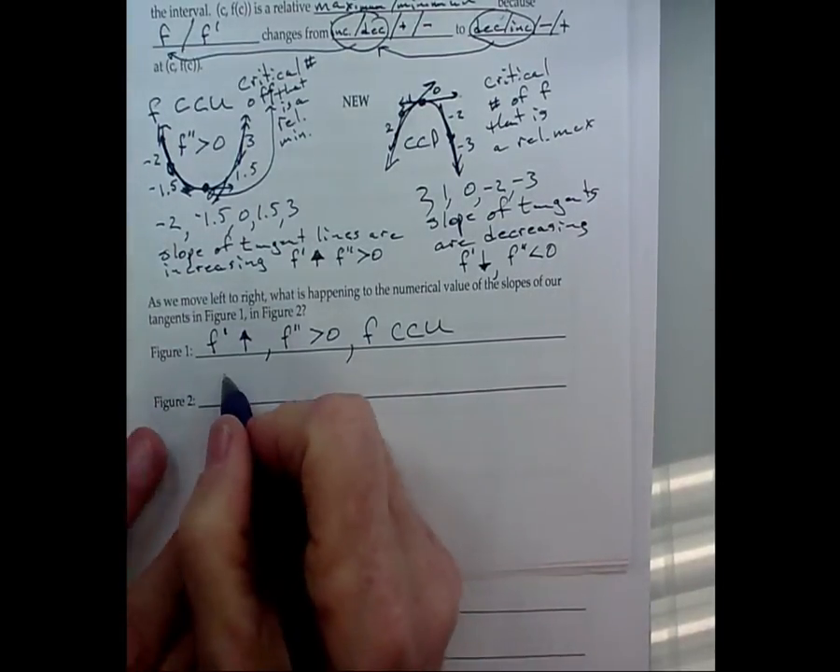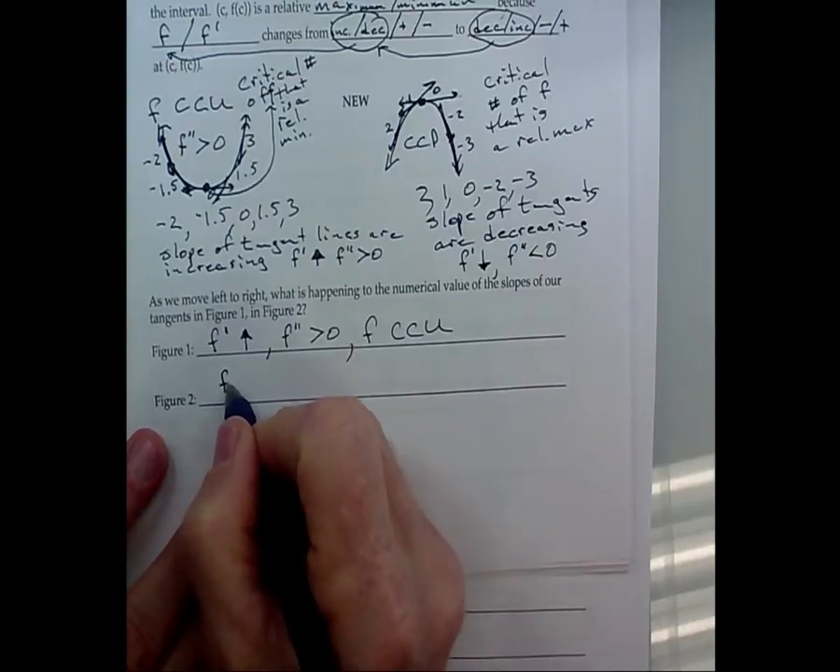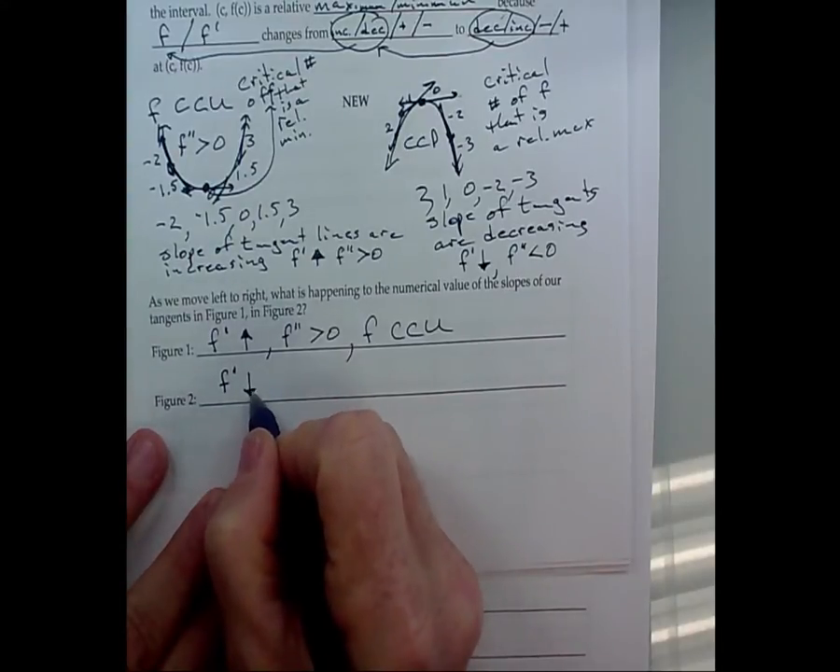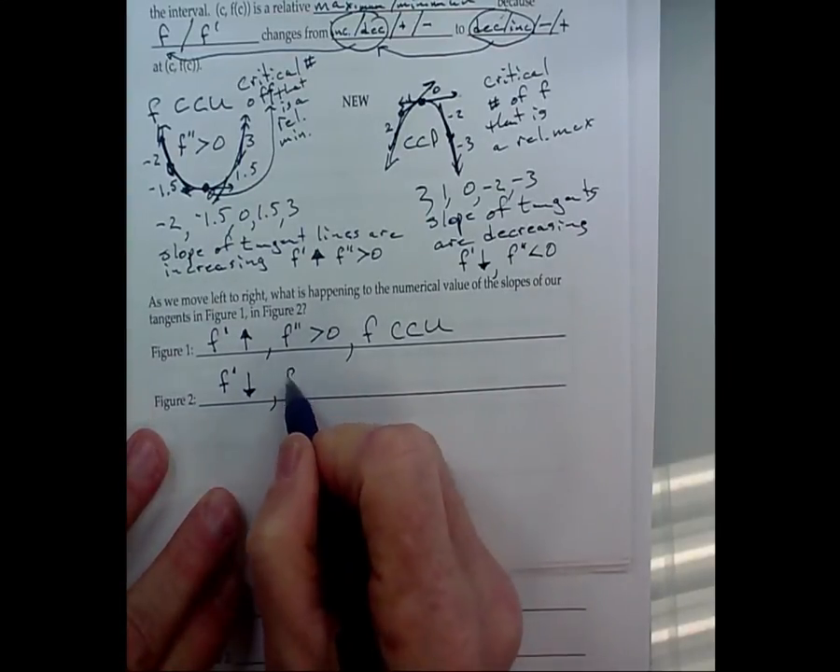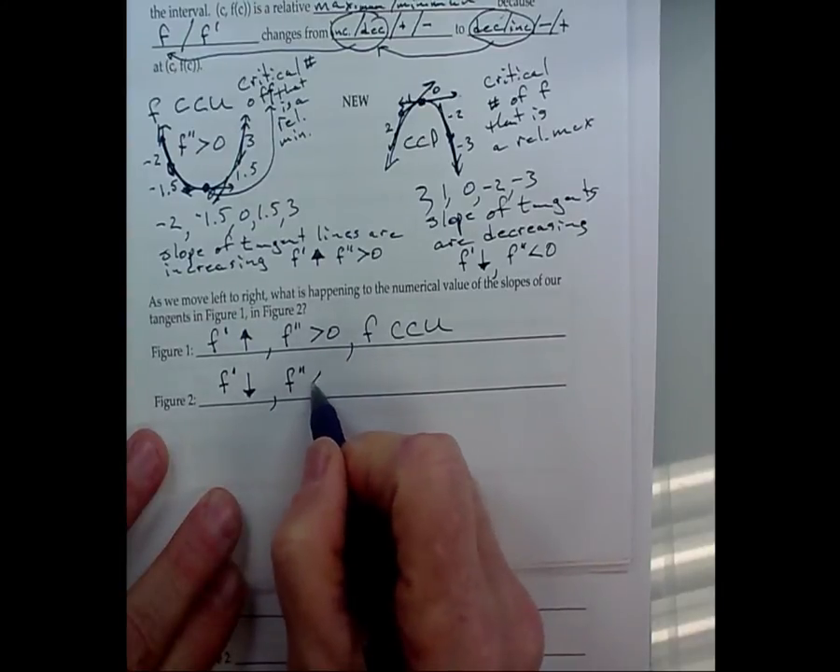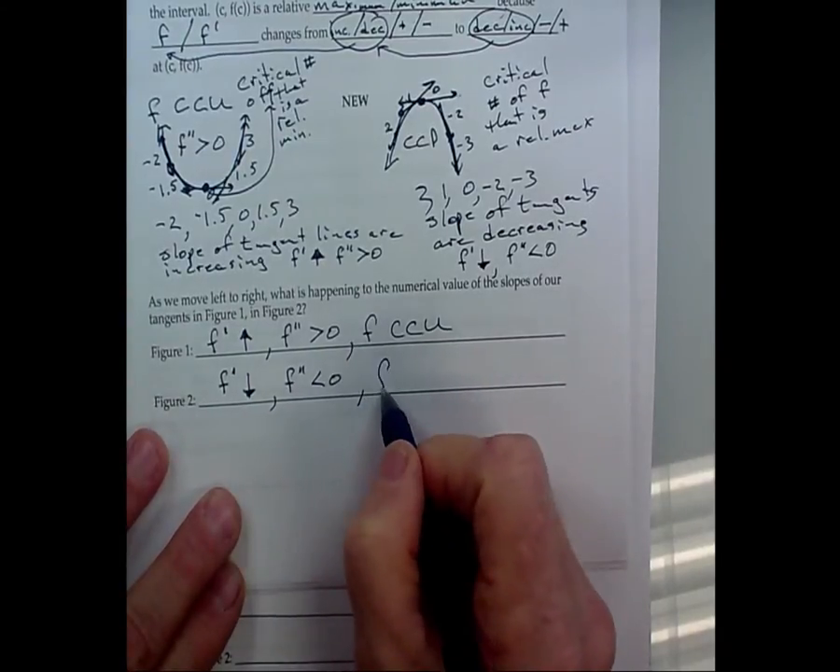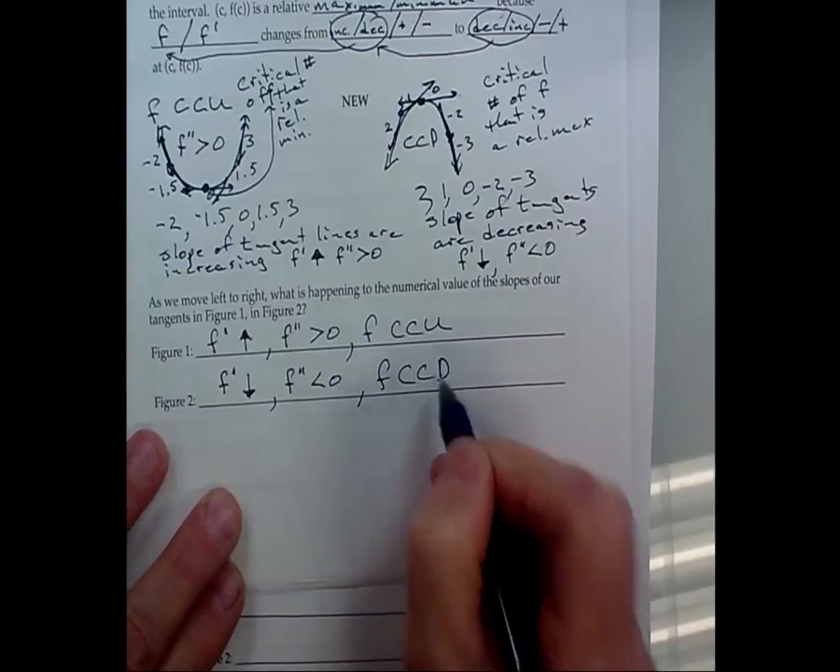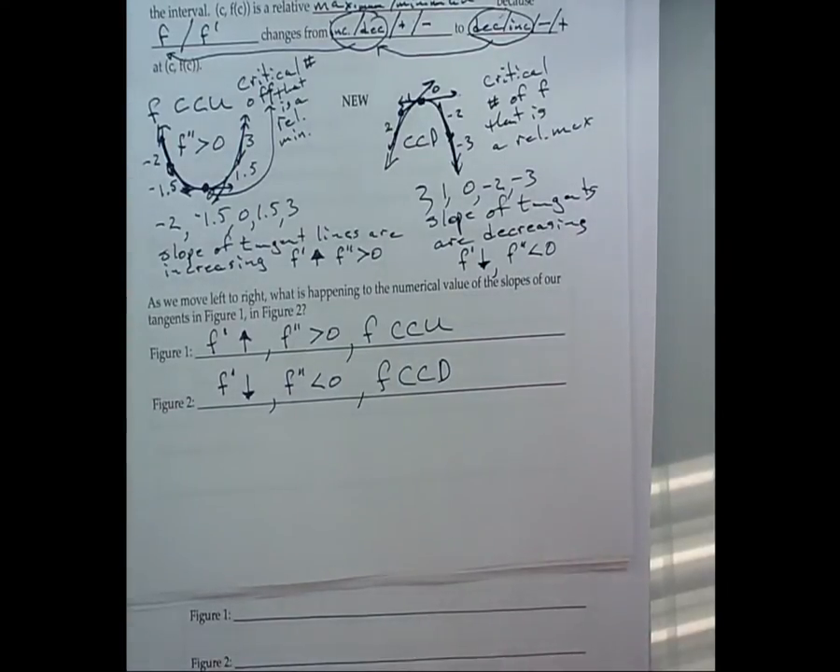So if I would summarize, the first derivative is decreasing. F double prime is negative. F is concave down. All right?